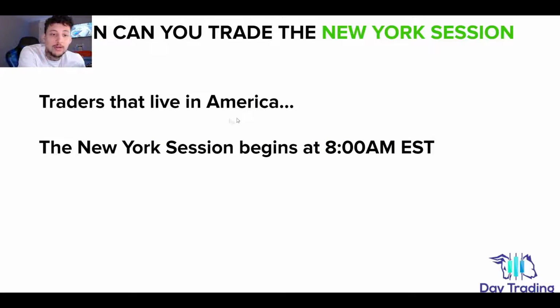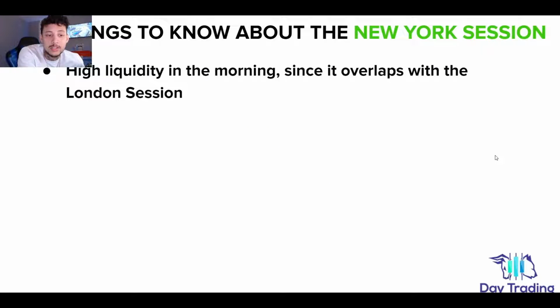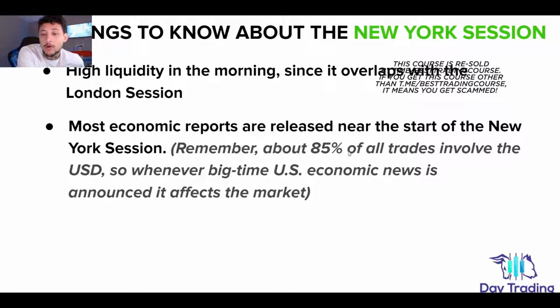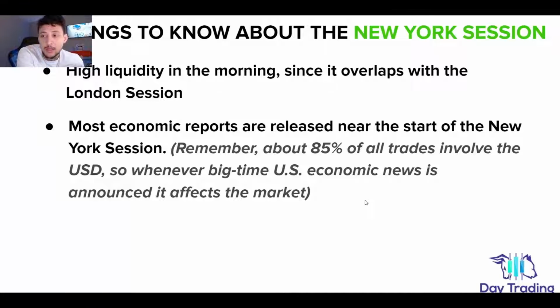For traders that live here in the United States, the New York session begins at 8 a.m. Eastern Standard Time. Now, key things to know about the New York session is that there is going to be high liquidity in the morning since it overlaps with the London session, which means you're going to see the most movement again. Most economic reports are released near the start of the New York session. Remember, about 85% of all trades involve the US dollar, so whenever big-time US economic news is announced, it affects the market, such as NFP, FOMC.